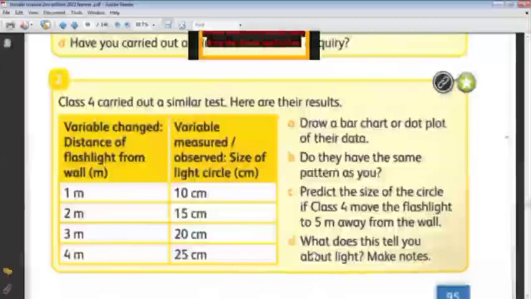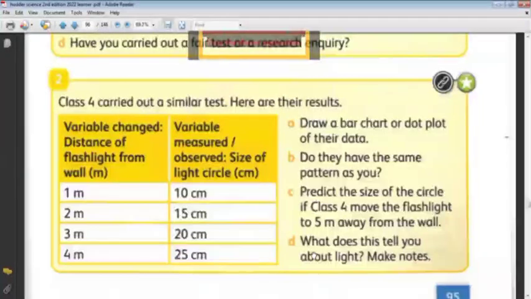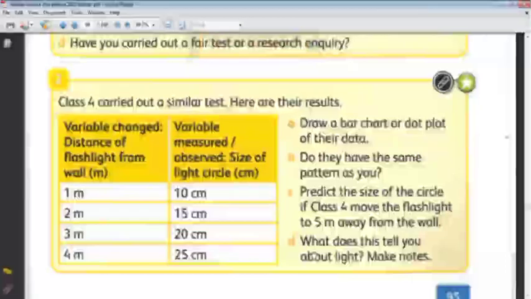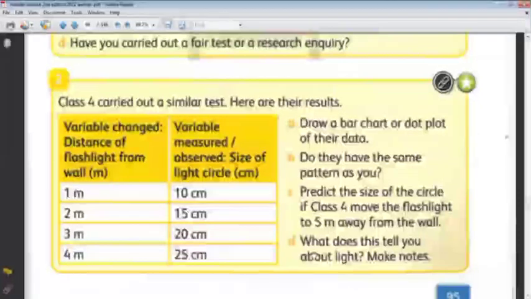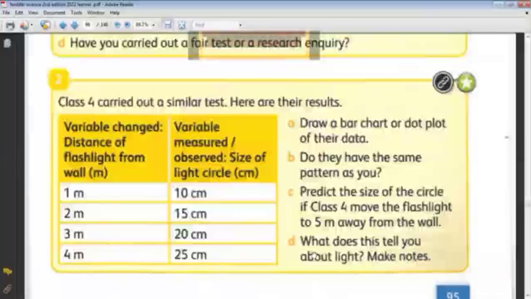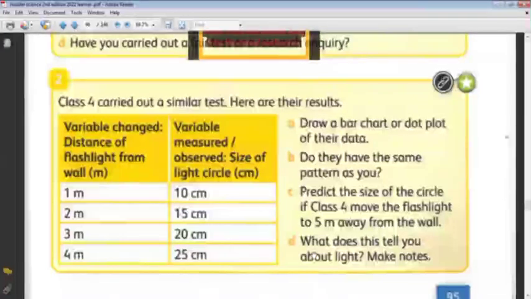When we are far away from the wall, the light will be dimmer, and if we are closer to the wall, it will be brighter. Yes, very good. This is some things about the light.